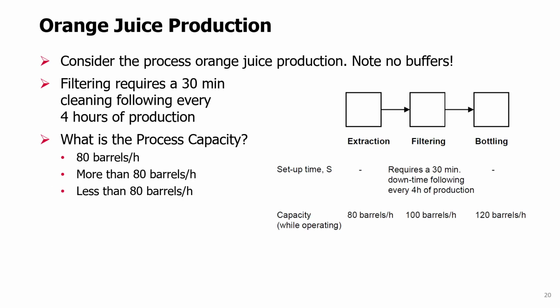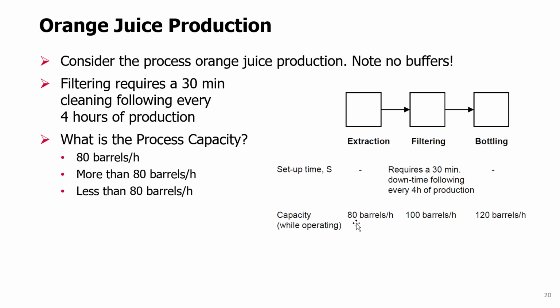Buffer or suffer? In this example, I want to show you the impact of not having buffers when we have setups on some steps in the production or processing. So this is an example of a process producing orange juice. There are 3 steps: extraction, filtering, and bottling. They are highly automated and they just continuously produce at the following rates.